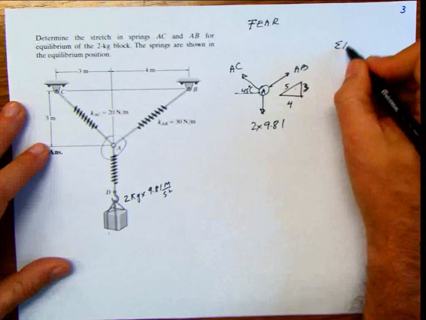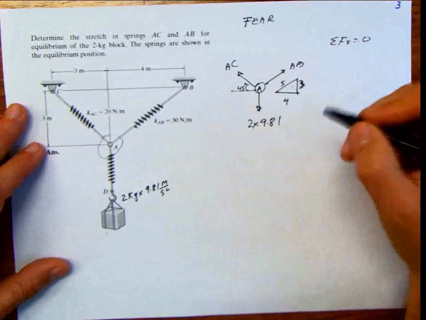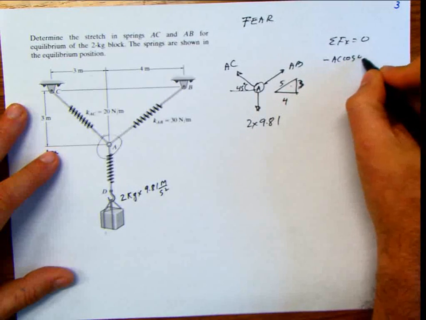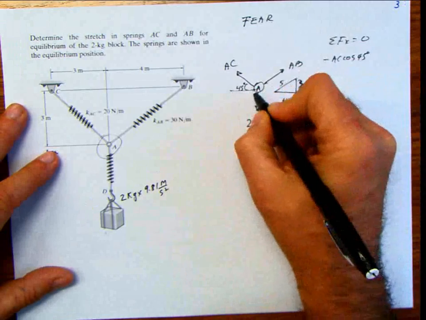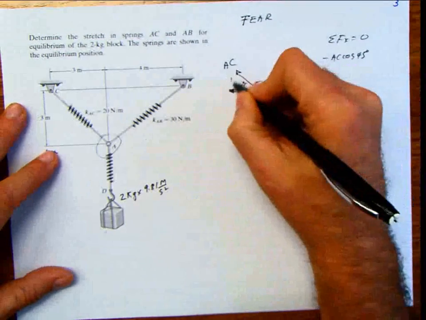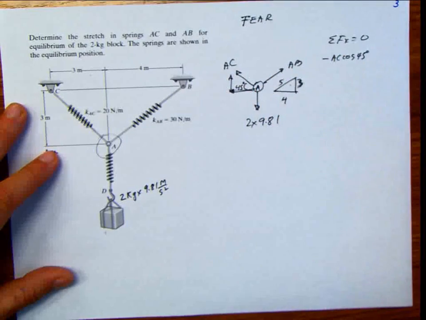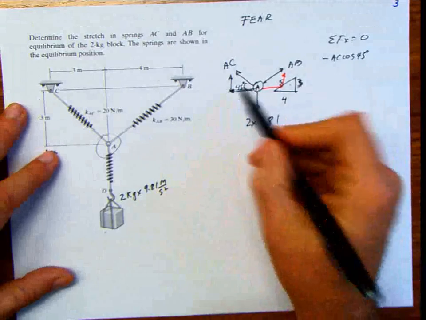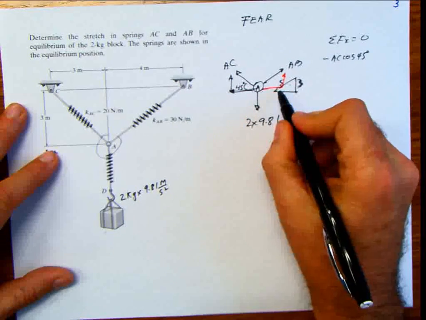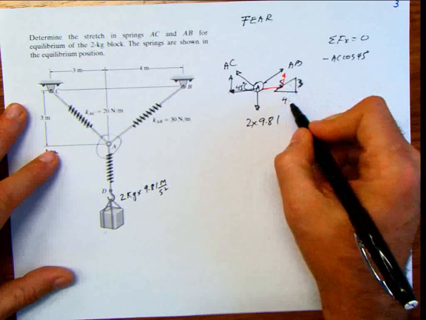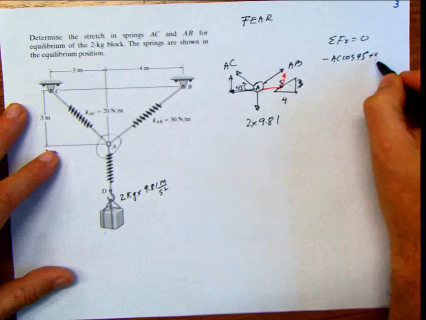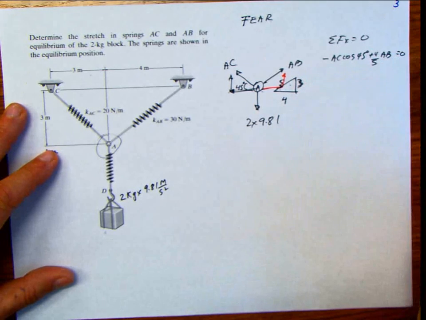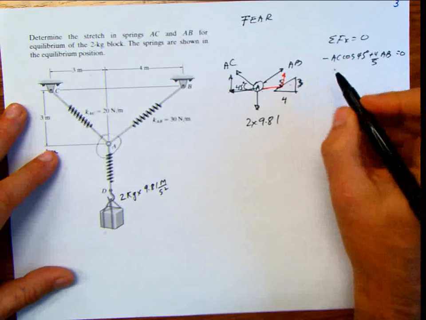Summation of forces in X equals 0. Same thing, once and again and again. In X, what do you have in X? Negative AC cosine 45. Why negative? Because it's going in this direction, and the component that you have is this one, right? And this one. And in the other case, you have this one and this one. So it's going to be negative AC cosine 45. And how much is this one? It's going to be positive because it points to the right, and it's going to be 4/5 AB equals 0.